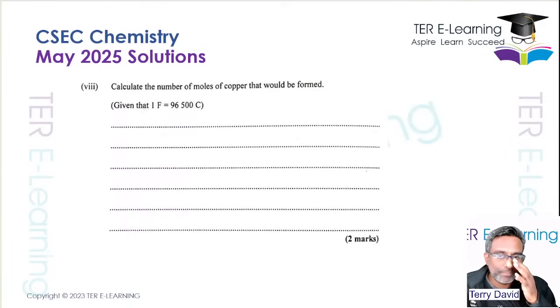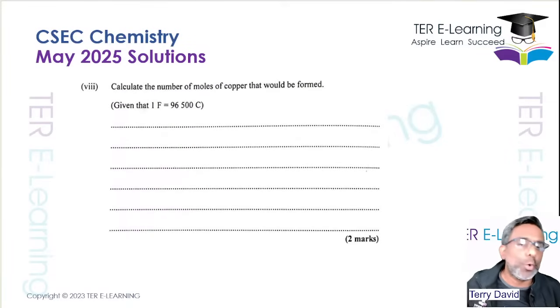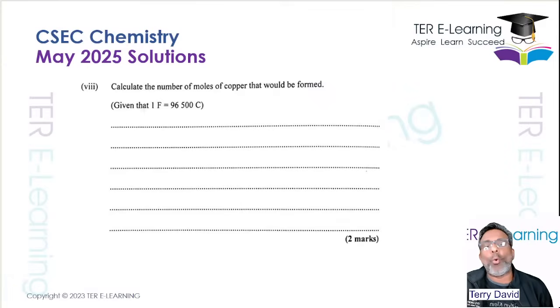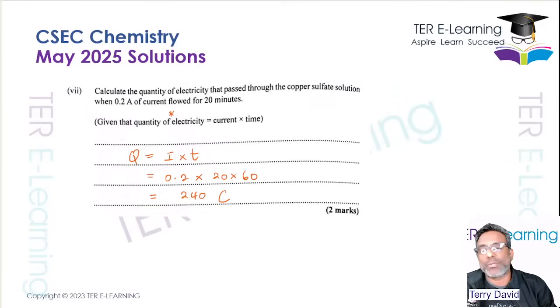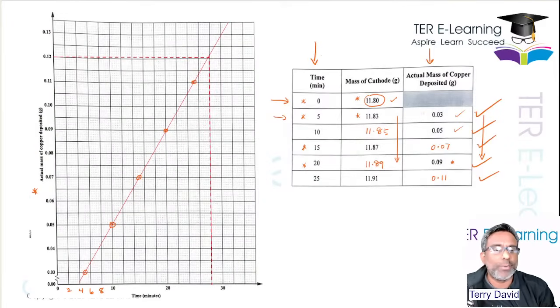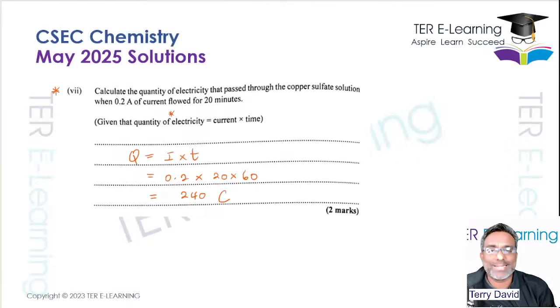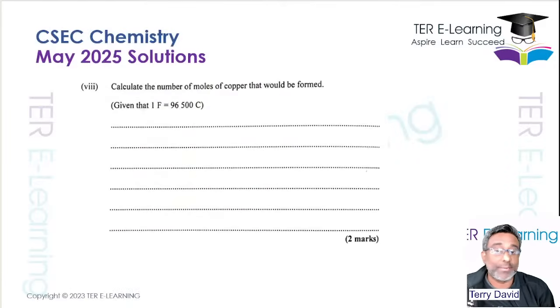What do I want now? Calculate the number of moles of copper that would be formed. Now what we're going to do here is use this part here, because this is what I just asked about. Even though in the table they went up to 25 minutes, since it asked me to work out for 20 minutes, I'm going to use the 20 minutes here. Calculate the number of moles of copper that would be formed.